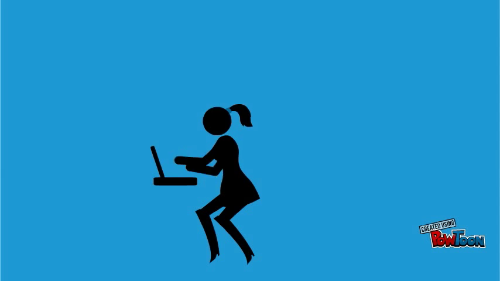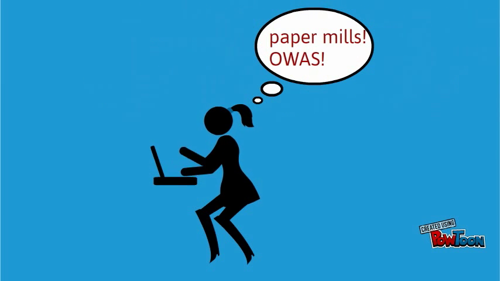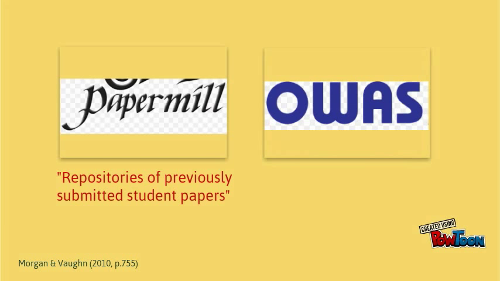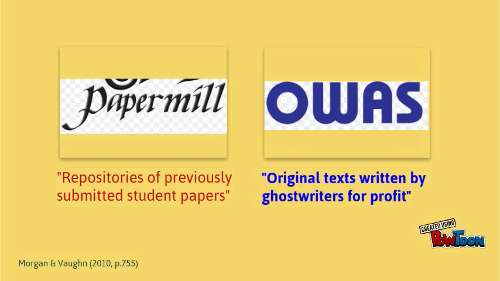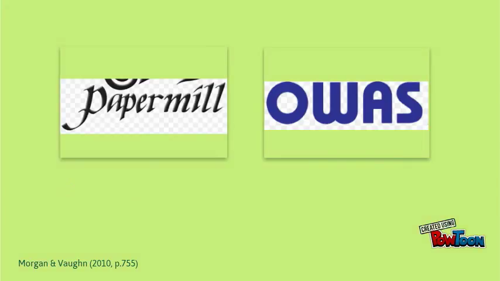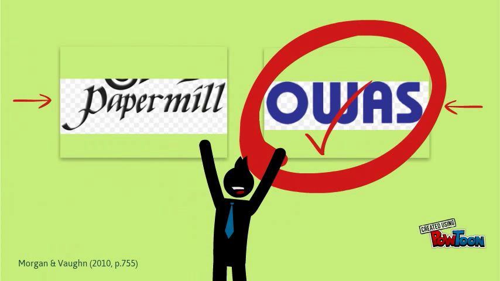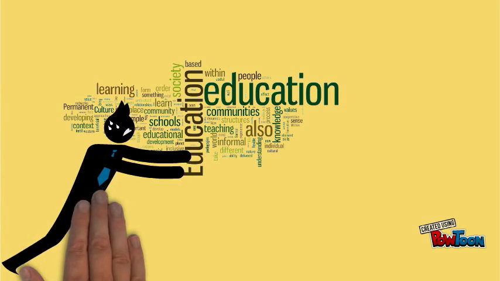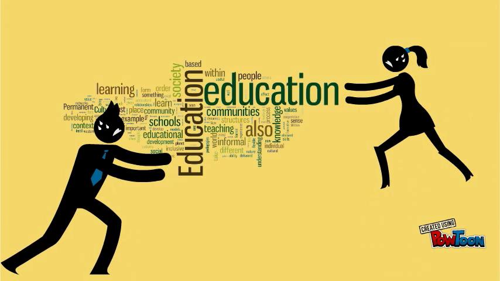The second impact of internet plagiarism on students is seen in the case of pilfered papers. Morgan and Vaughan differentiate paper mills from online writing assistance services, OWAS, papers. They mention that paper mills are repositories of previously submitted student papers and OWAS papers are original texts written by ghostwriters for profit. Students with academic dishonesty buy papers from such paper mills and OWAS sites, especially the papers from the second, which are guaranteed to be undetected. Therefore, it has become a serious issue for the educational institutions.